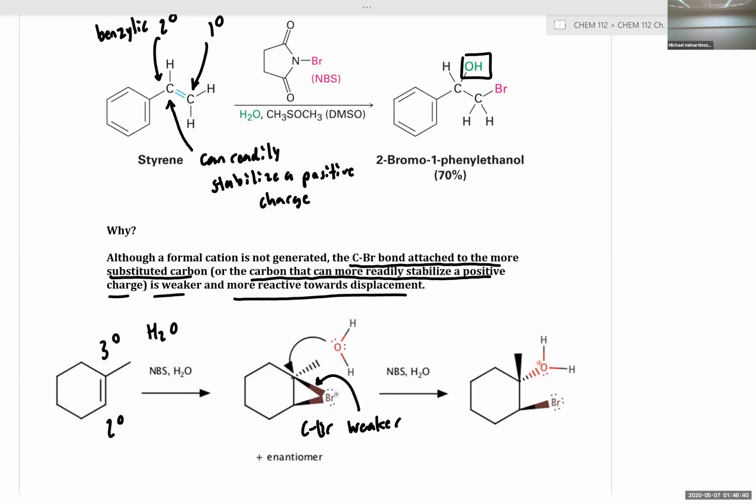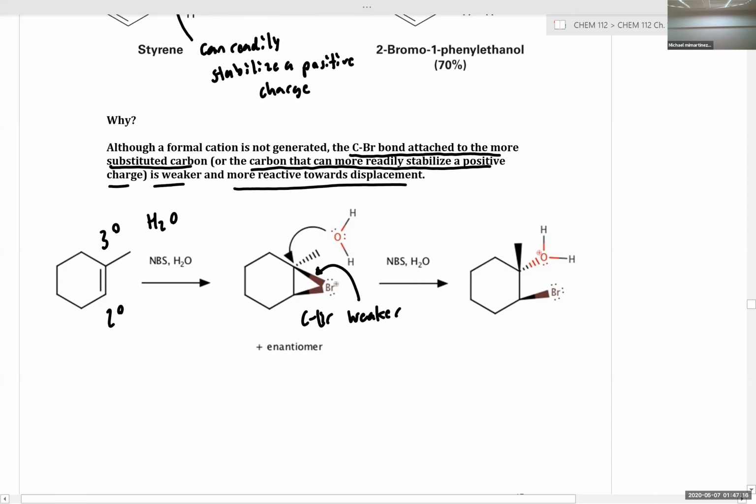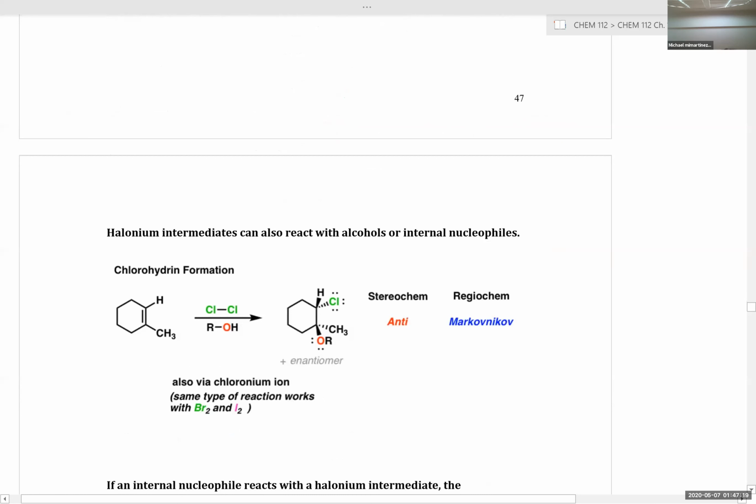Well, concerted refers to both steps occurring at once, but this is clearly bromine adds, then water attacks from the opposite face. But you can consider it as the addition of water and the breaking of the carbon-bromine bond occurs simultaneously. So that step is concerted, if that can answer your question. Okay, perfect. So the fact that we're not going through a carbocationic intermediate allows us to get this stereoselectivity. Pretty cool. Okay.